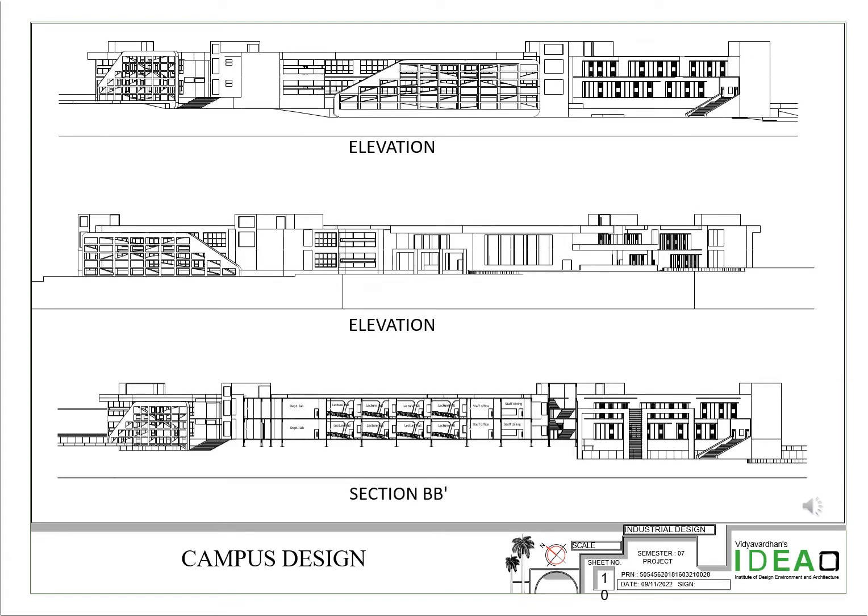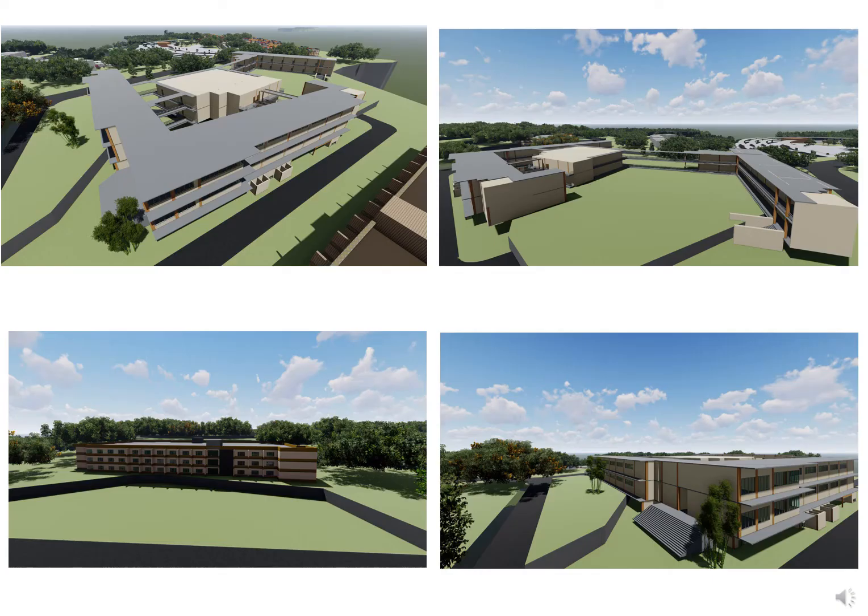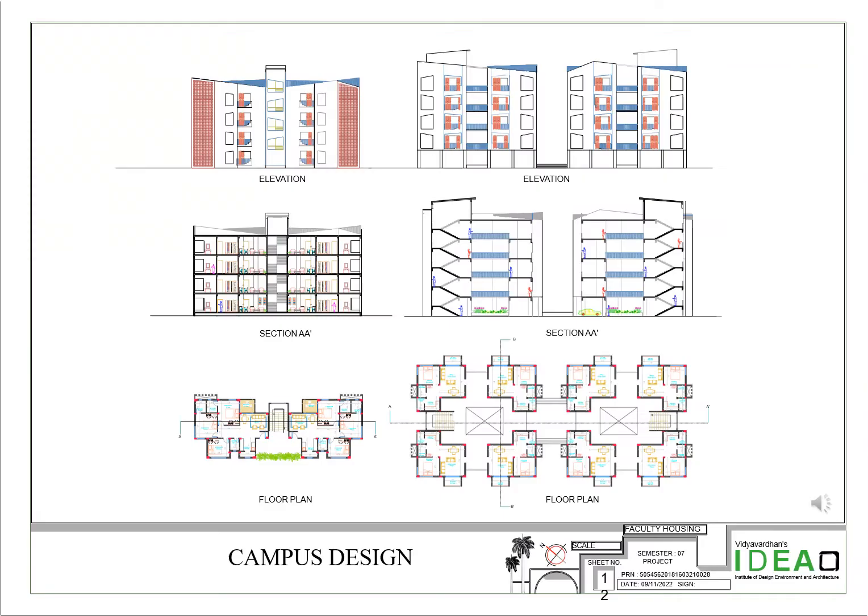Another section and elevation for better understanding. There are some 3D views. A separate student hostel is given to the building with all the amenities and securities. The next discussion will be on faculty housing.